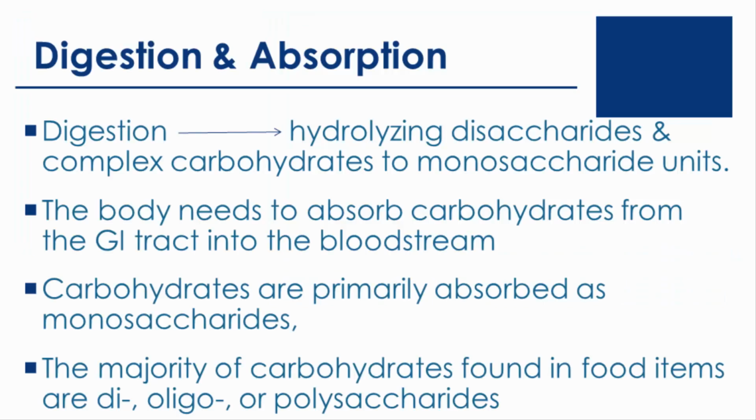Digestion involves the mechanical and chemical breakdown of foods. For carbohydrates specifically, the process cleaves or hydrolyzes glycosidic bonds joining monosaccharide and disaccharide units. While we consume carbohydrates primarily in the form of disaccharides and polysaccharides, the end products of carbohydrate digestion are monosaccharides such as glucose, fructose, and galactose, which are then absorbed into the bloodstream.